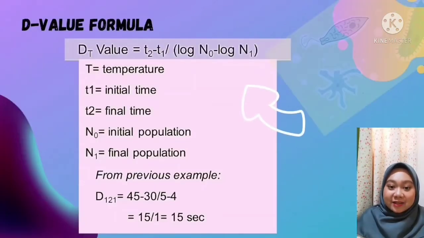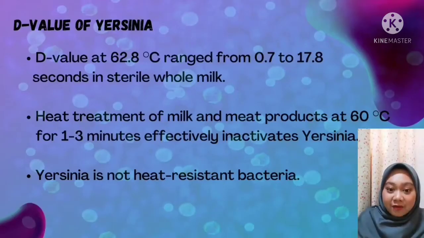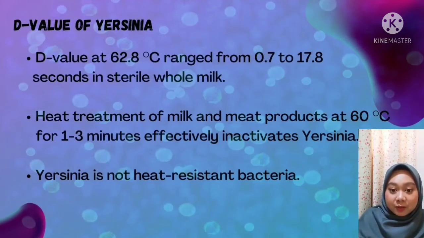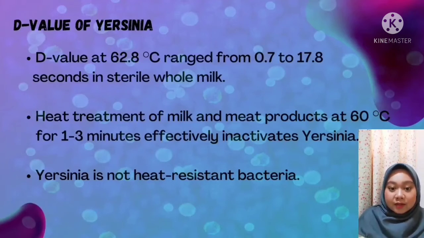Okay, this is a D-value formula. And this is one example of how to calculate by using this formula. I have found several D-values of Yersinia. D-value at 62.8 degrees Celsius ranges from 0.7 to 17.8 seconds in sterile whole milk. Heat treatment of milk and meat products at 60 degrees Celsius for 1 to 3 minutes effectively inactivates Yersinia. Yersinia is not a heat-resistant bacteria.